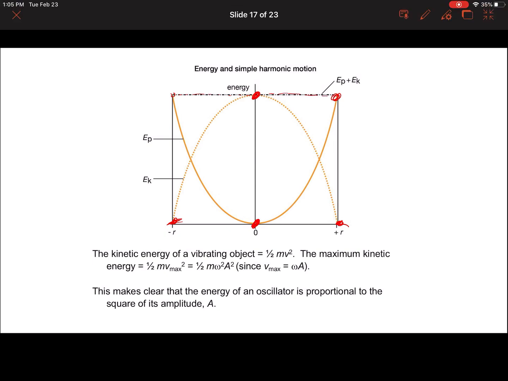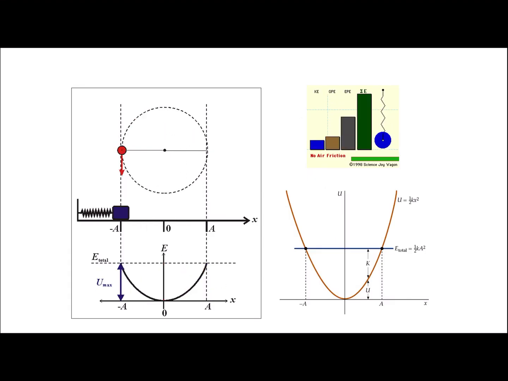Total energy remains constant. This makes clear that the energy of an oscillator is proportional to the square of the amplitude. It never changes. Only the kinetic energy and potential energy are interchanging, converting from one to another, but the total energy of the system remains constant. So in this way, we can prove the conservation of energy in simple harmonic motion. You can see this in a simple example.